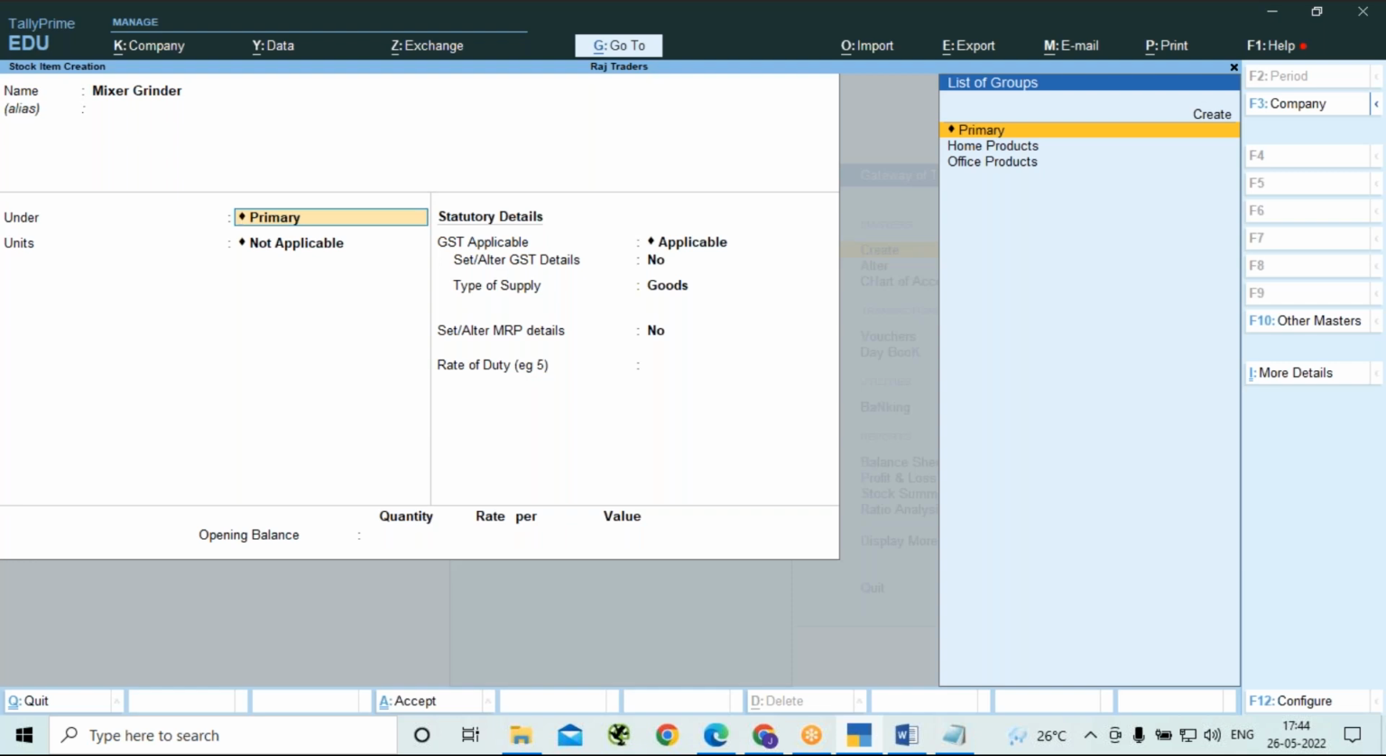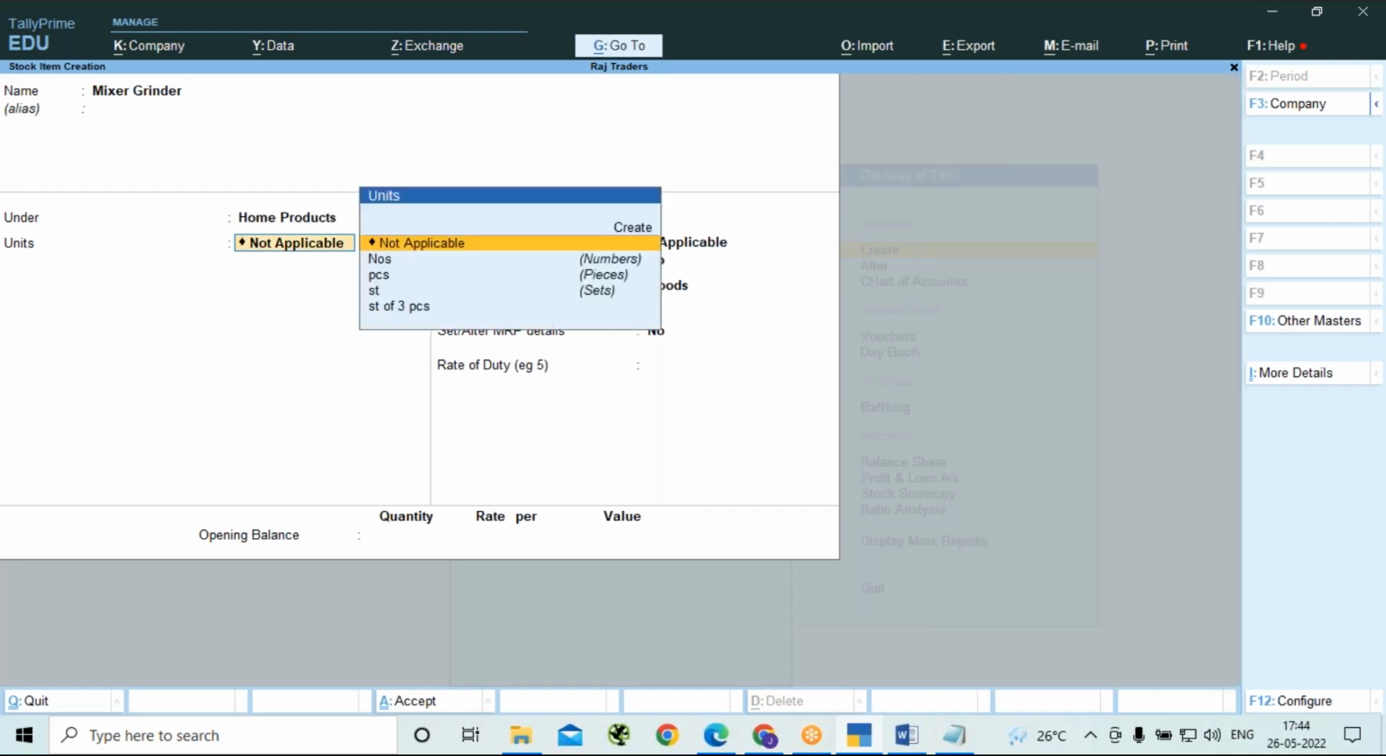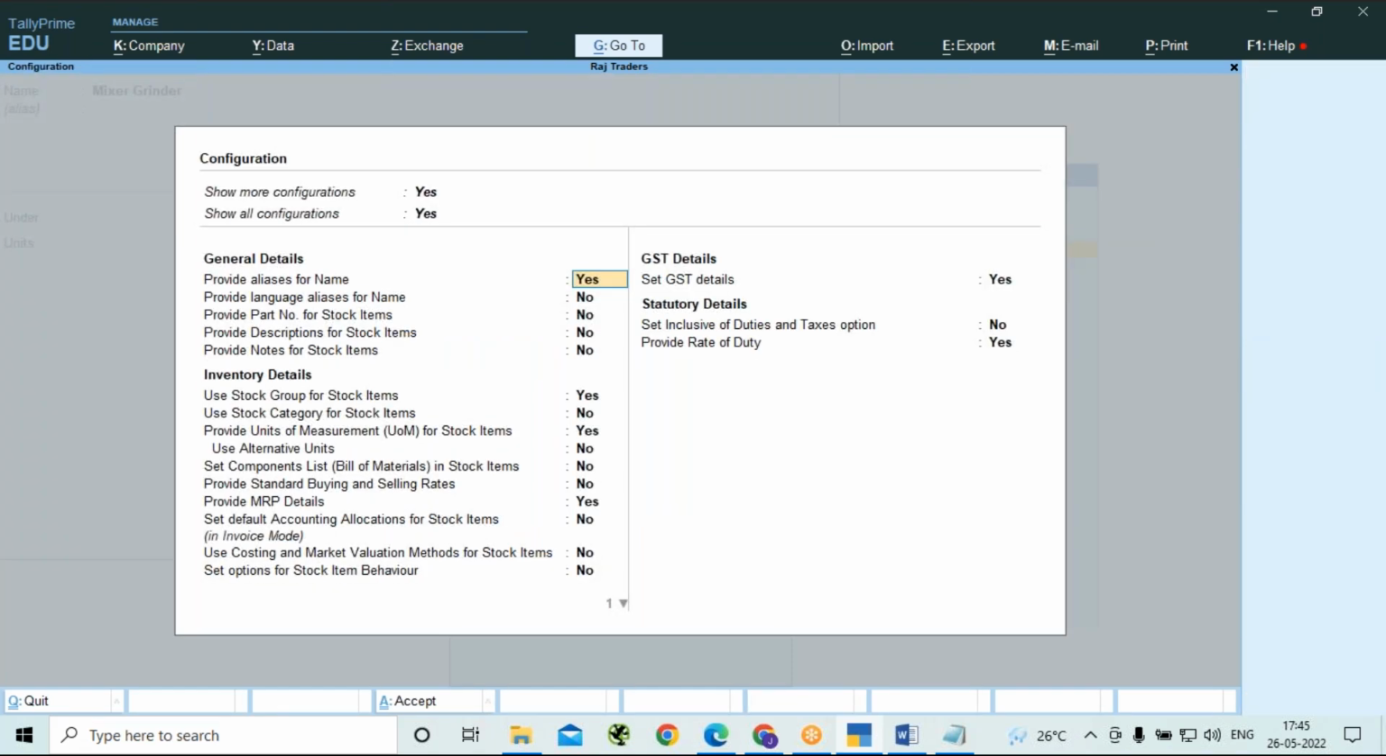So list means groups. It is a stock group, right? Which group is going to be relevant? Home products. Now, before selecting the units of measure, we also created the stock category, but here I don't find the stock category option. If I miss any option on the Tally screen, where do I find that option? F12. Very good. I'll go to F12, and here, do you find any option related to the stock category? Yes, sir. Under inventory details, make use stock category for stock items as yes, and accept the screen.